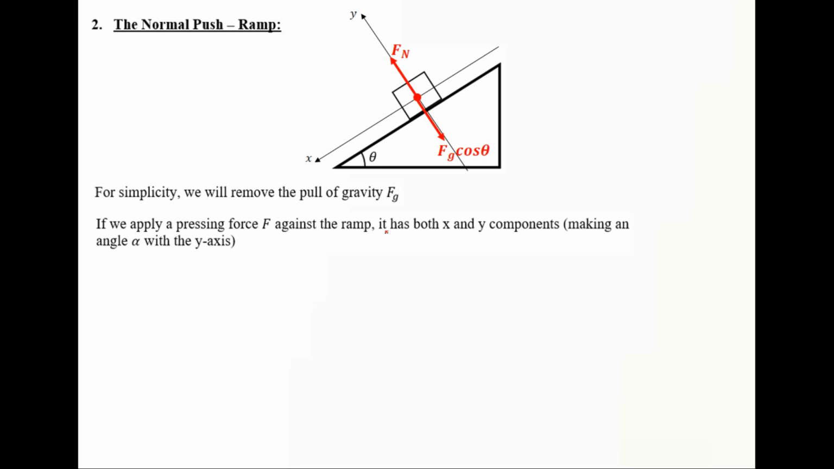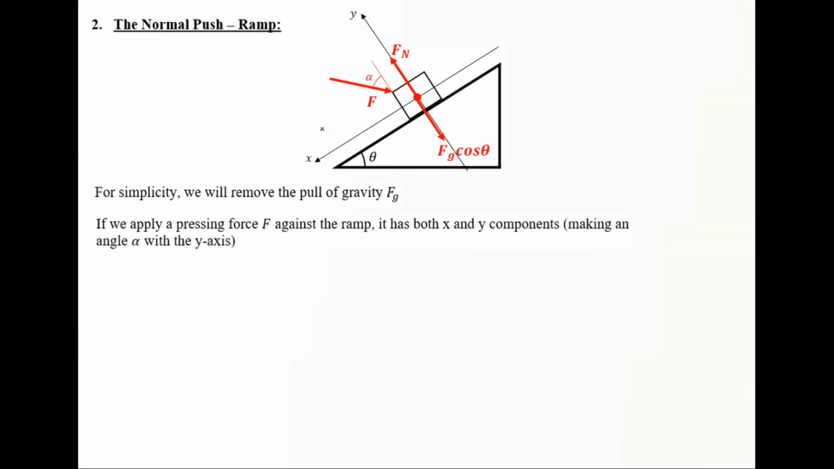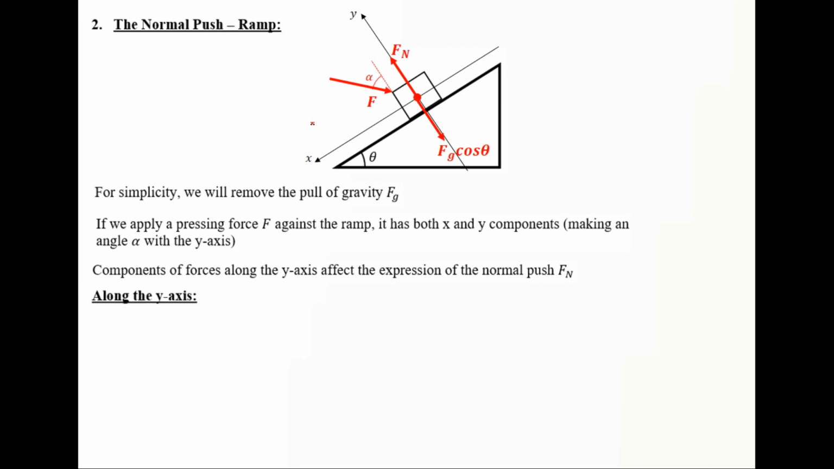Now let's add some pressing and pulling forces. If you apply a pressing force F against a ramp, it has both x and y components, making an angle alpha with the y-axis. Because this is a pressing force against the ramp, we suppose that the normal push will increase in magnitude, similar to the level surface. Components of forces along the y-axis affect the expression of the normal push. Then let me say along the y-axis.